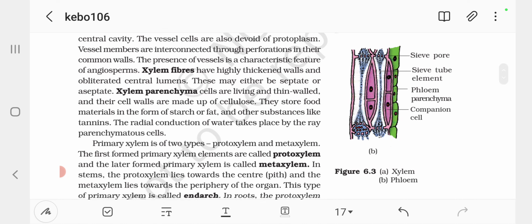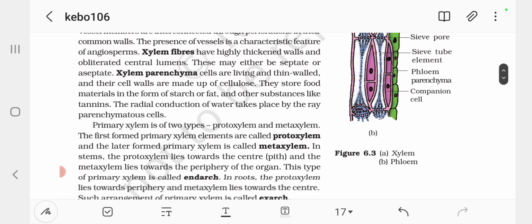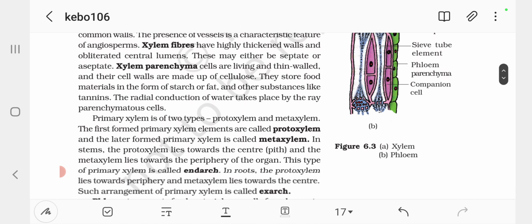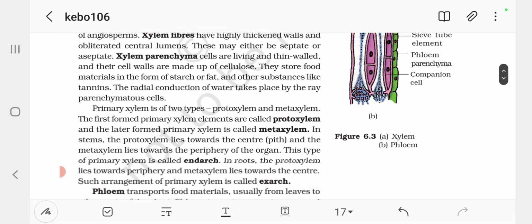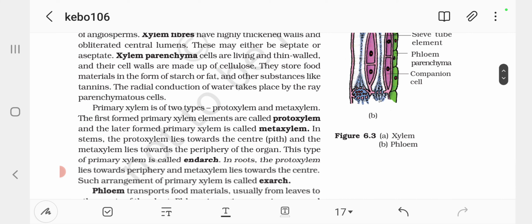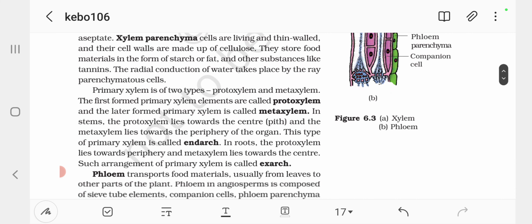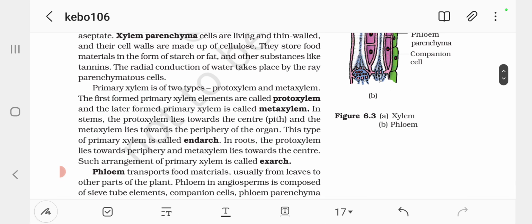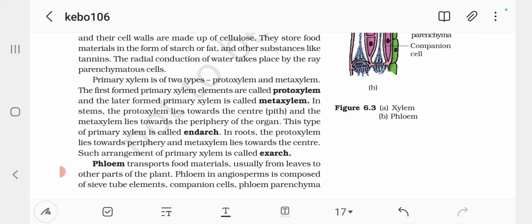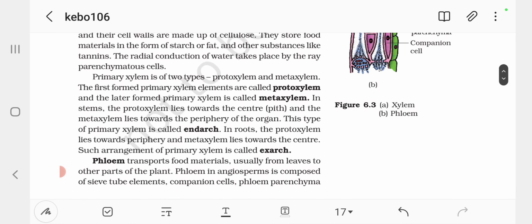Xylem fibers have thickened walls and obliterated central lumens. These may either be septate or aseptate. Xylem parenchyma cells are living and thin walled, and their cell walls are made up of cellulose. They store food materials in the form of starch or fat and other substances like tannins. The radial conduction of water takes place by ray parenchymatous cells.